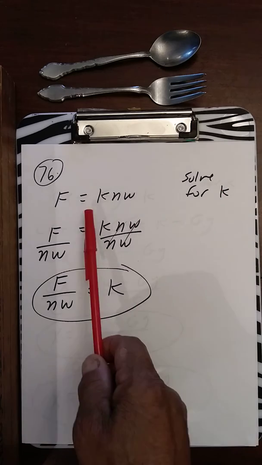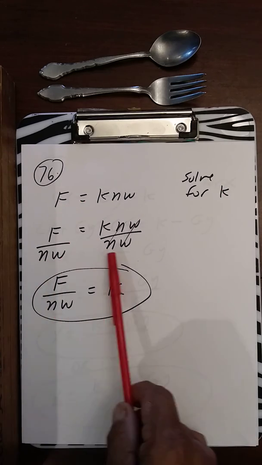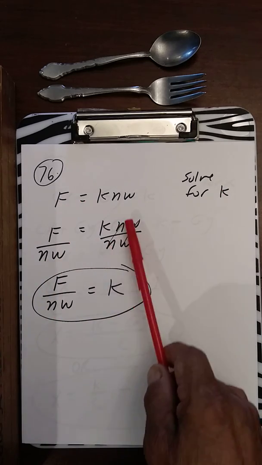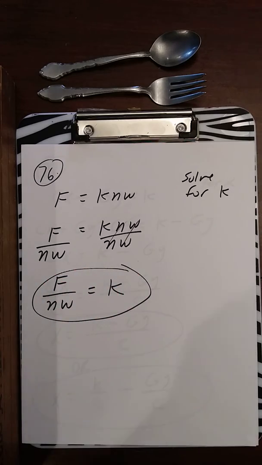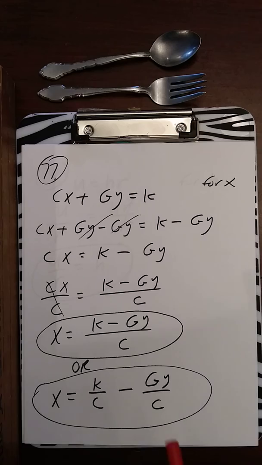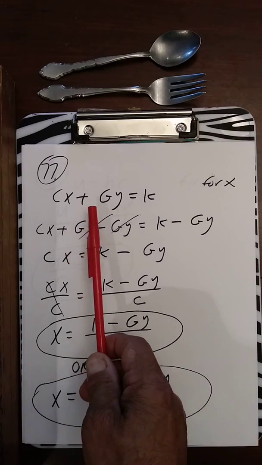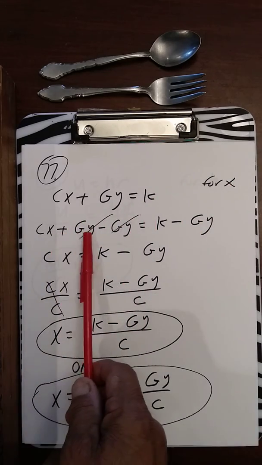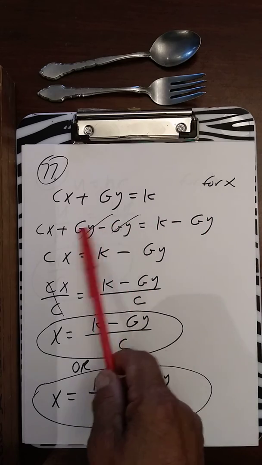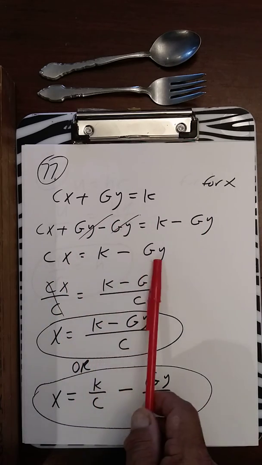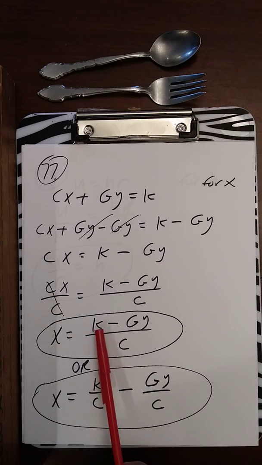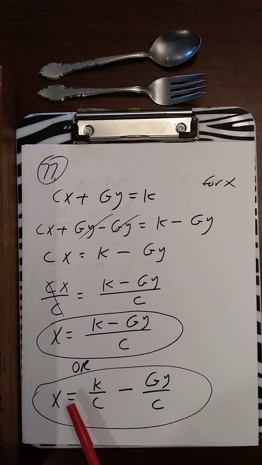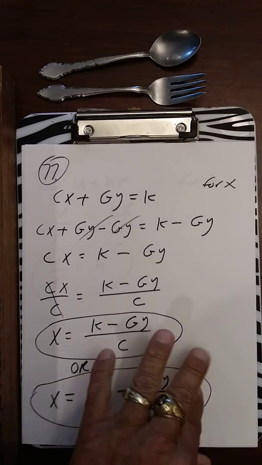Solve for k. So we divide both sides by nw, these are all gone. So what's left over is f over nw is just the k. Cx plus gy equals k. Solve for x. So let's get rid of gy, minus gy. These are gone. Cx equals k minus gy, divided by c. So we have x equals k minus gy over c, or x is k over c minus gy over c. Break it into fractions.